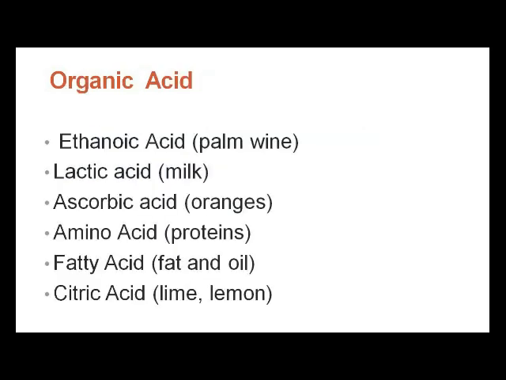Now, what is an organic acid? Organic acids are mostly acids that are found in living things, whether plants or animals. Examples of them are ethanoic acid, which is found in palm wine. We have lactic acid found in milk and milk products. We have ascorbic acid, normally found in oranges, tangerines. We have amino acid in proteins, fatty acid in fats and oils, and citric acid in lime.